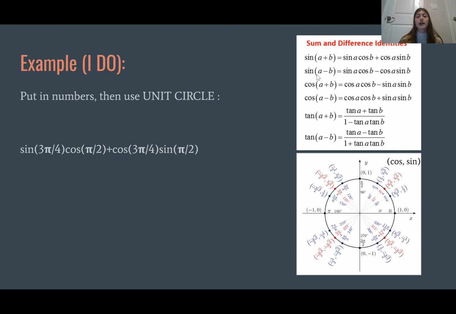Notice, we've also got sine of A minus B, and that is sine cosine minus cosine sine. Then when you look at cosine A plus B, you've got cosine cosine minus sine sine, and cosine A minus B is cosine cosine plus sine sine. So take a look and just figure out which one it is. In this case, like I just said, it's going to be this first one. All right, so we've got sine of an angle times the cosine of the other angle plus cosine of the first angle times the sine of the second angle. And that is all equal to sine of A plus B.